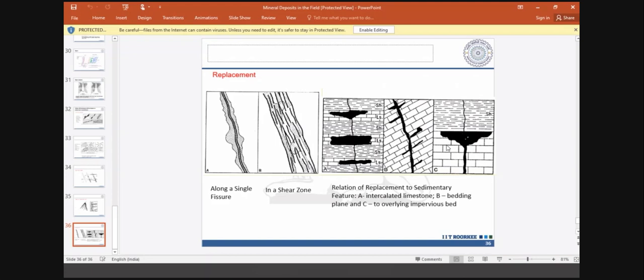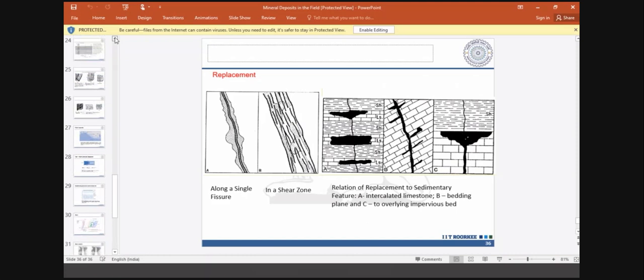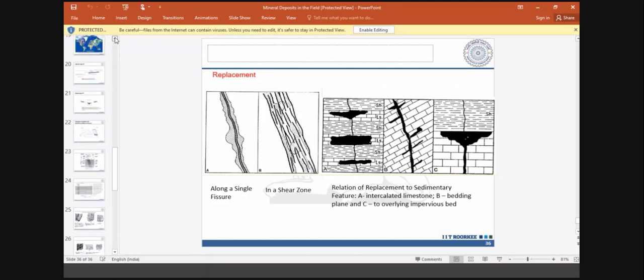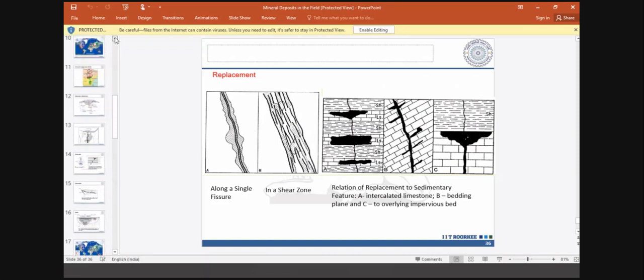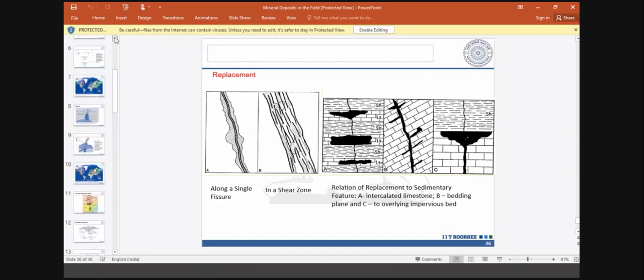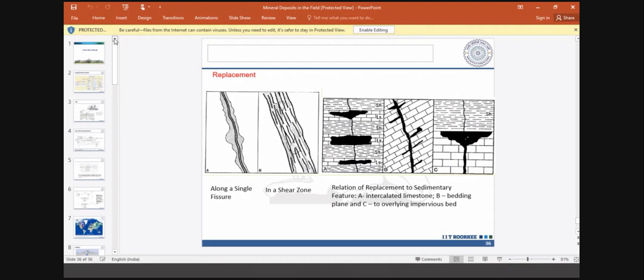Is it right? Today's class has just given you an idea that you can have different types of structures, different types of morphology, and different processes that can operate to give rise to a mineral deposit. And we will study all in detail, one by one. Okay.